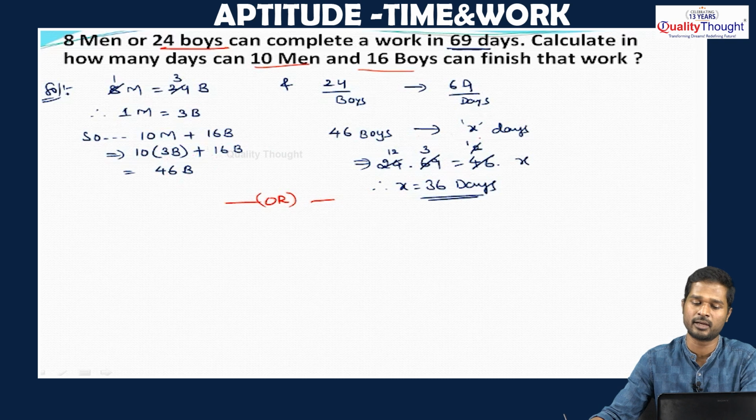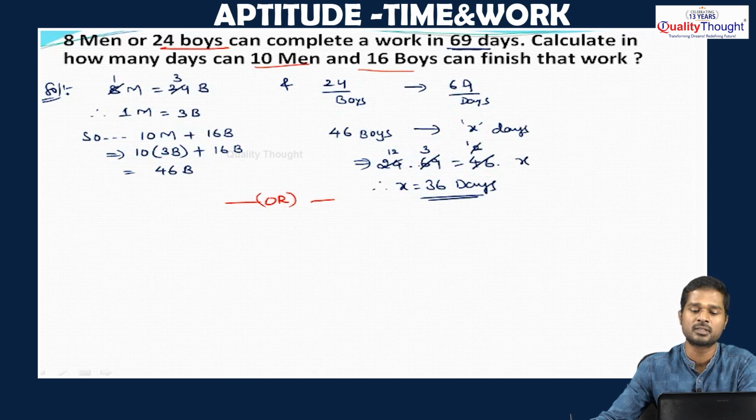So, this is how we will calculate. M1 is 24, D1 is 69, M2 is 46, D2 is x. So, 23 2s are 46, 23 3s are 69, 2 1s are 2, 12s are 12, that is 36 days they require to complete the work.